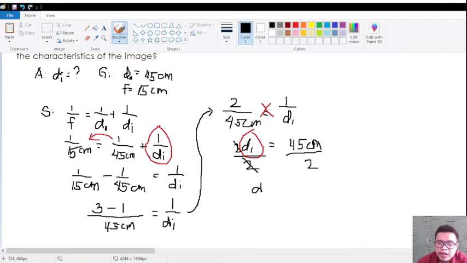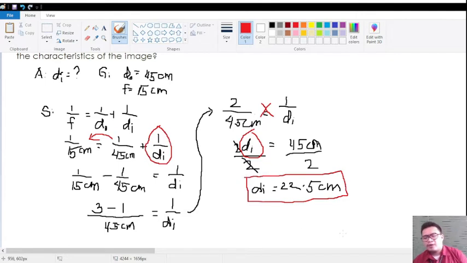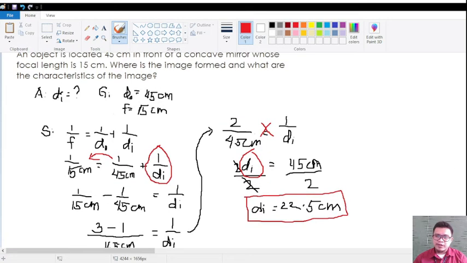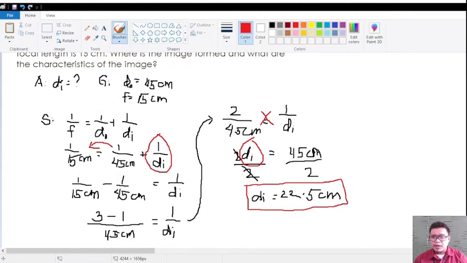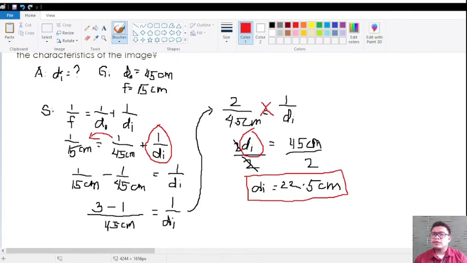So our di here will be roughly equivalent to 22.5 centimeters. Okay, now let's box that one because this is now our final answer. Di now, or the distance of the image from the mirror, is 22.5 centimeters. Okay, now we are not yet done actually here because the question is also asking us what are the characteristics of the image. Now, how do we characterize an image just based from the value of its di?